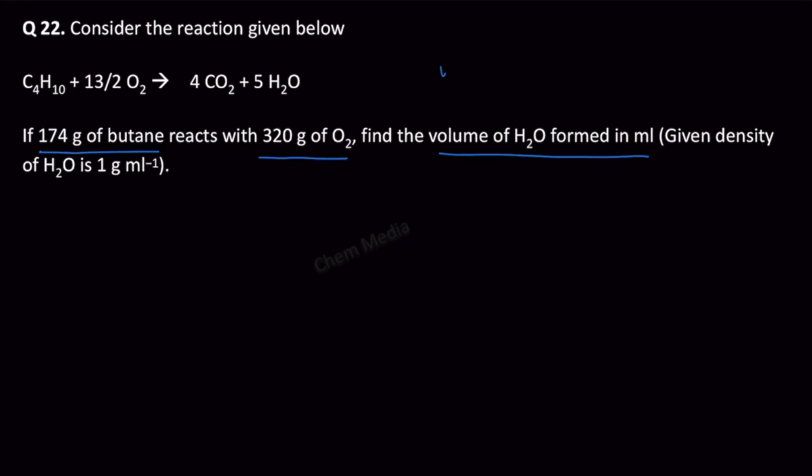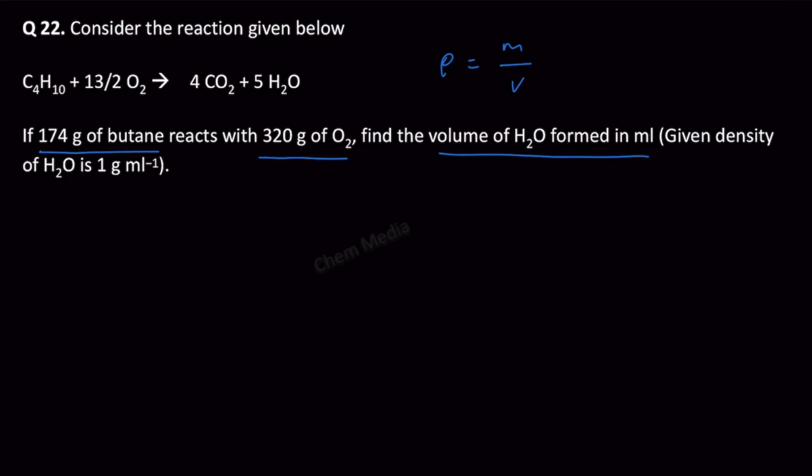We know that density is equal to mass by volume. We need to find the volume. Density is given, so that means we need to figure out the mass. Let us first check whether the reaction is self balanced or not.